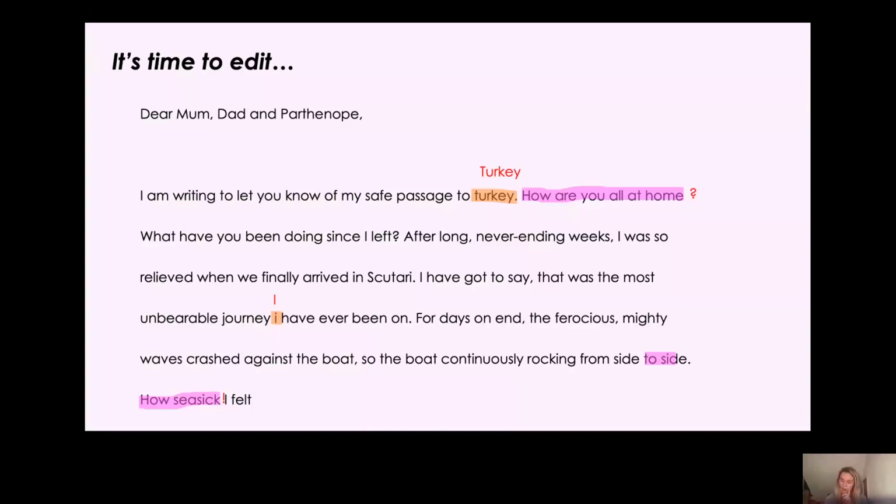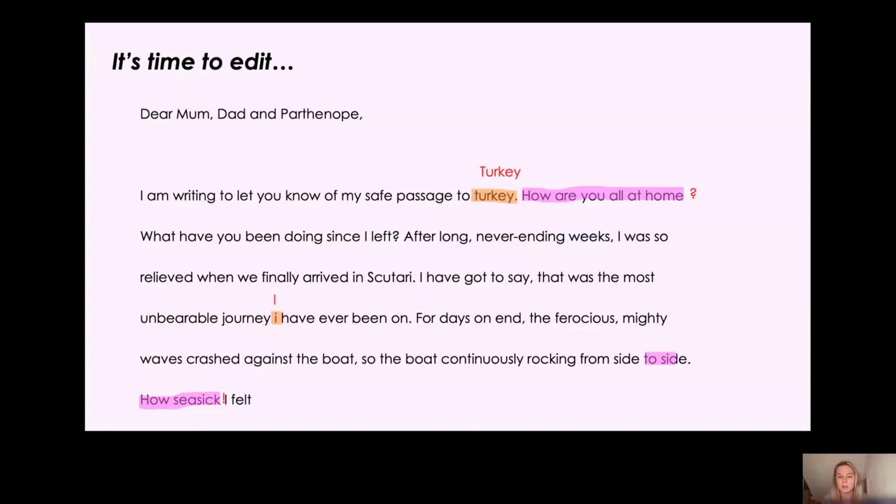Okay, year two. So now we are going to check for expanded noun phrases, and we're going to check for past progressive tense and for our questions and our exclamation sentences to check we've included everything. So I'm writing to let you know of my safe passage to Turkey. How are you all at home? Well, I've got my question word there and I've got my question mark. So I'm all good for my question. And then in the next question, what have you been doing since I left? I've also got my question word and my question mark.